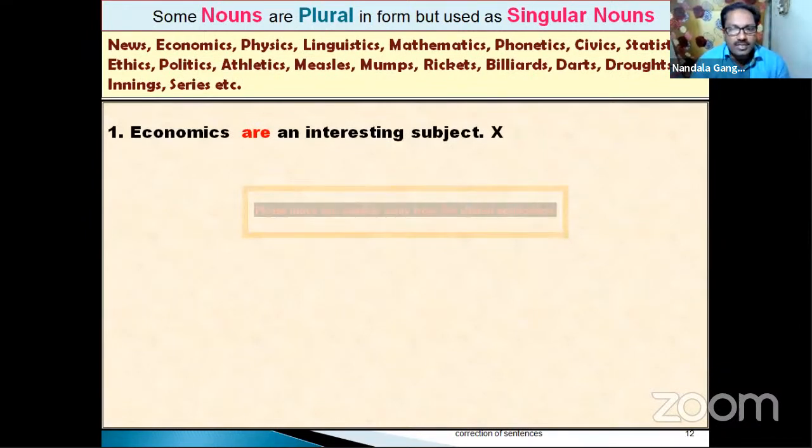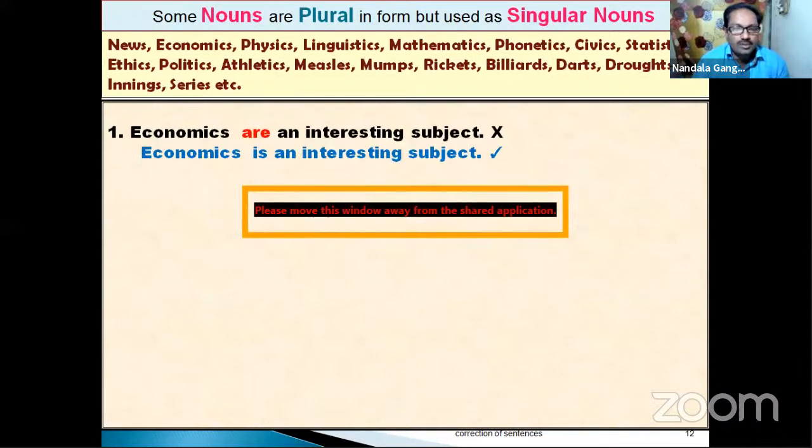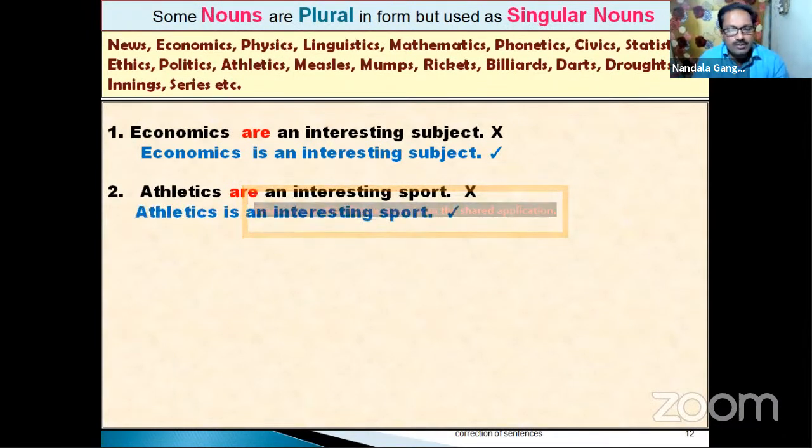Here are some examples. Economics are an interesting subject. Economics is a subject name, so it is used as singular. For singular nouns we should use a singular verb. Economics is an interesting subject. Athletics are an interesting sport. Athletics is the name of a sport. So for a singular name, we have to use is only. Athletics is an interesting sport.